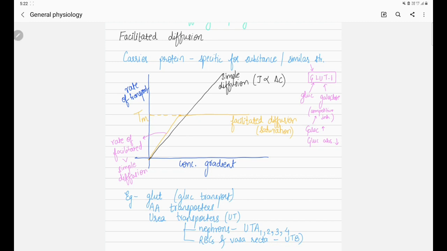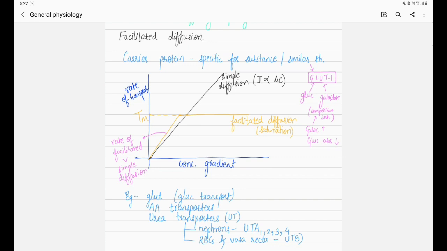That's it. Coming to the facilitated diffusion. Initially, facilitated diffusion rate will be faster than that of the simple diffusion. This is because it is facilitated by a carrier protein. But just when this rate reaches Tm, at that point carrier proteins get saturated, and hence the rate does not increase after that Tm point. So this orange one is your facilitated diffusion graph based on the saturation property of carrier proteins.